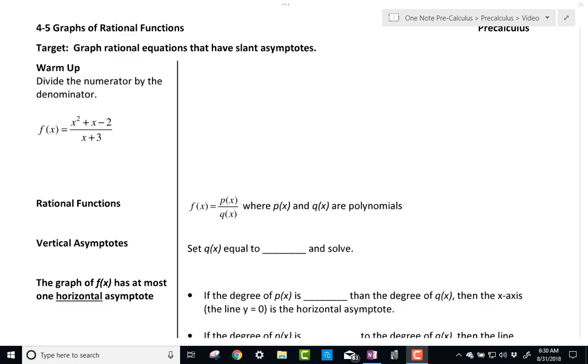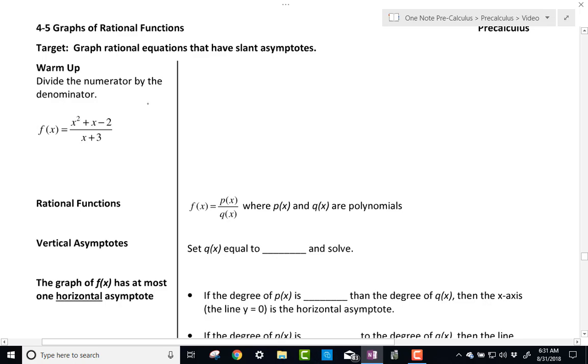Alright, so here we go with our final lesson on actually graphing rational functions. So today what we're going to do is take a look at situations where the degree of the numerator is greater than the degree of the denominator. Now we've talked about this a lot and we do know some rules about that, but we're going to start off with this warm-up and then we're actually getting into graphing one of these guys here.